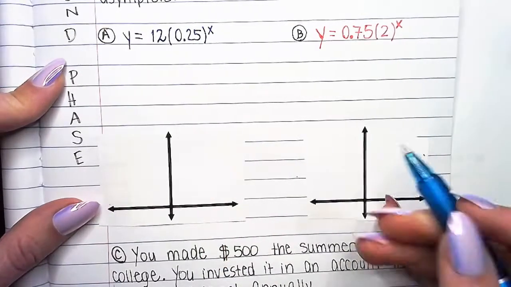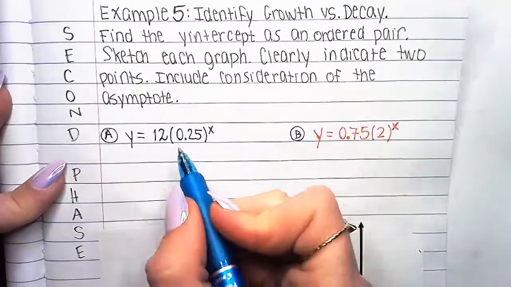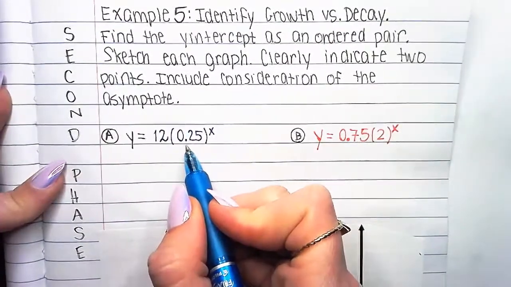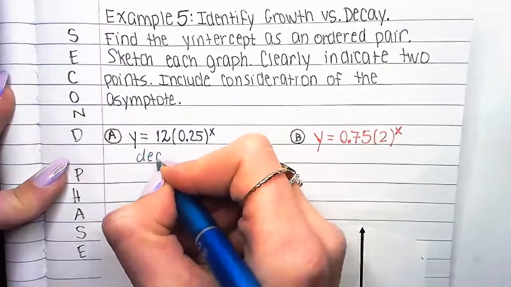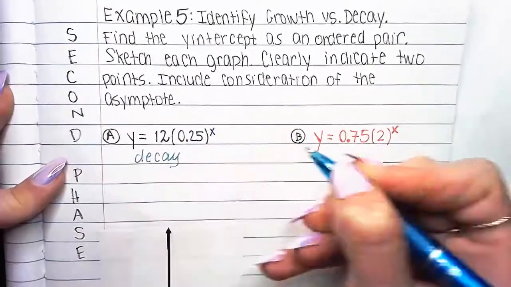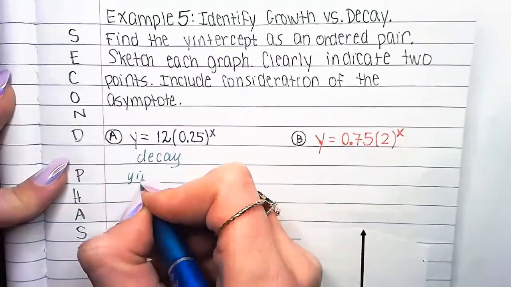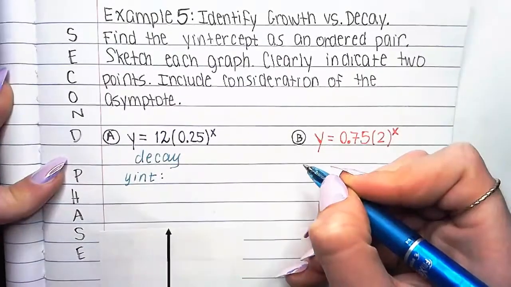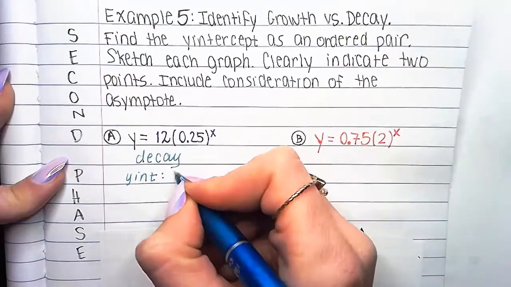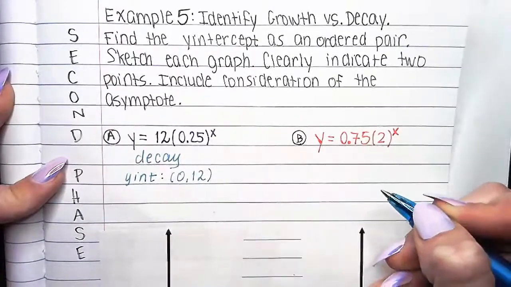The first part of the directions ask us to identify growth versus decay. Is this growth or decay? If you said decay, then you were right. What's the y-intercept going to be for this particular equation? You said 0, 12. Good job.